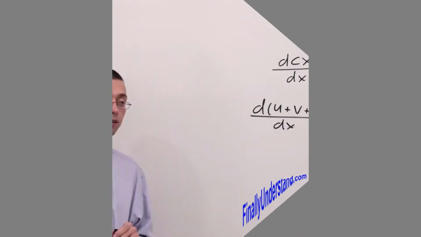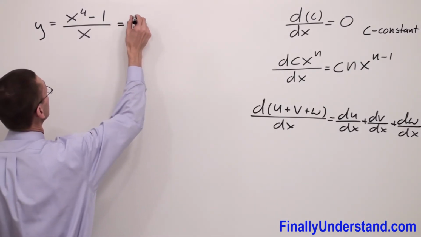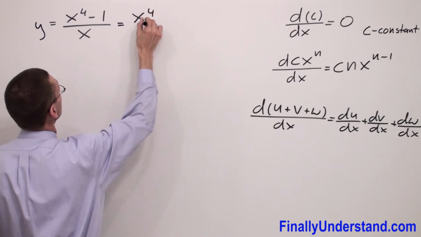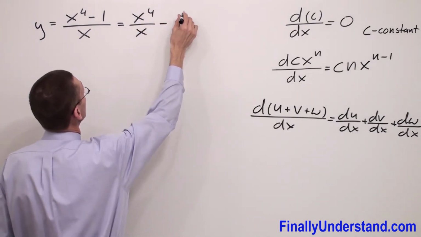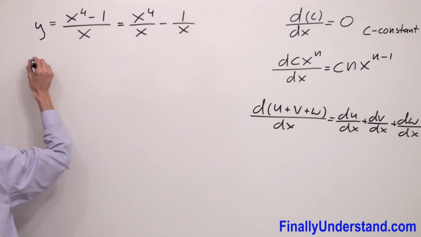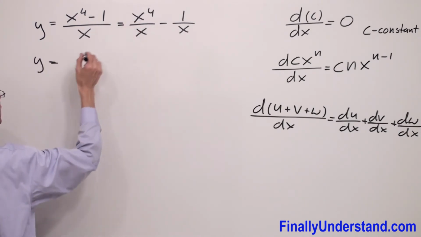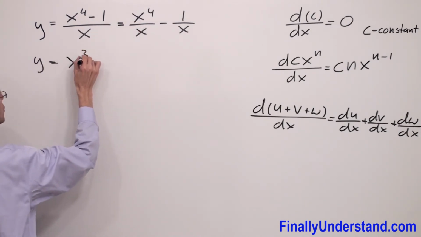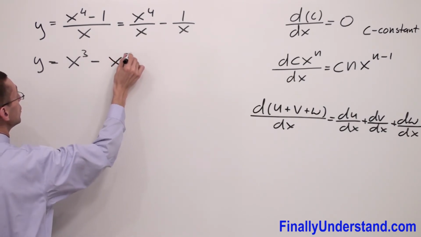Let's take a look at this example. We're supposed to rewrite this function first. We can simply write that this is x to the fourth over x minus 1 over x. So I have y is equal to x to the fourth divided by x, which is x to the third, minus x to negative 1.